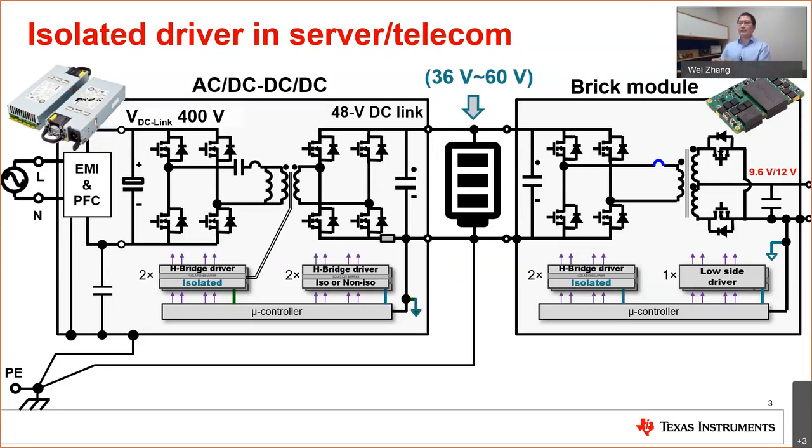Followed by this 48 volts bus, there will be a brick module, or we call it the brick converter, that has a certain amount of isolation and also converts from 48 volts to 3.3 volts, 5 volts, 9.6 volts, 12 volts, or even 48 volts, just with isolation.